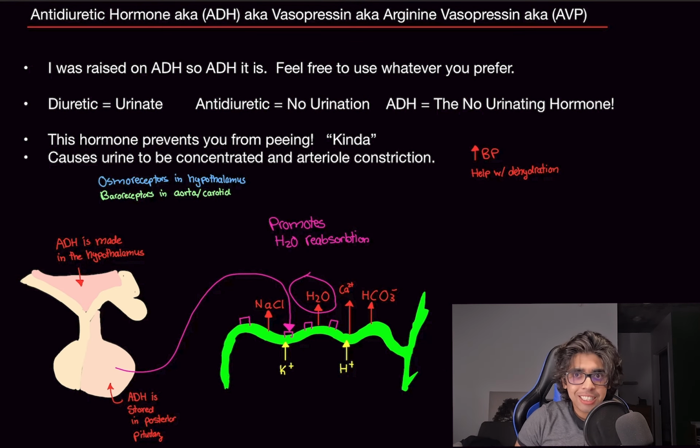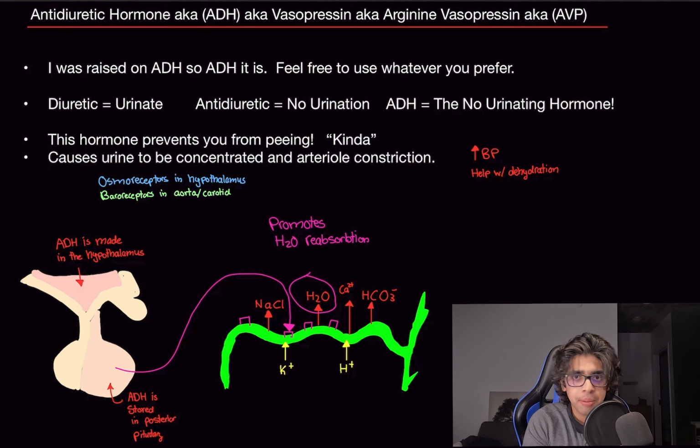All right, let's talk about ADH, or antidiuretic hormone. There's many names for it, okay? It could be called antidiuretic hormone, aka ADH, aka vasopressin, aka AVP, aka arginine vasopressin. I was raised on ADH, or antidiuretic hormone. The Americans, I think, named it vasopressin. There's a reason why, I'll get into in a second. It's also called arginine vasopressin.